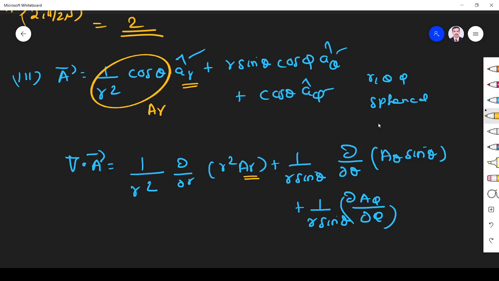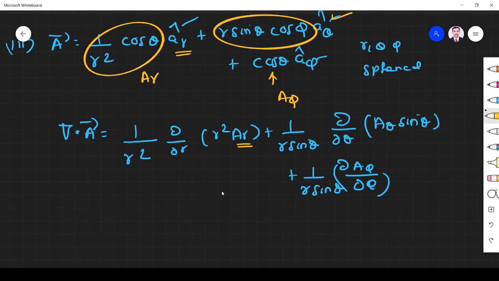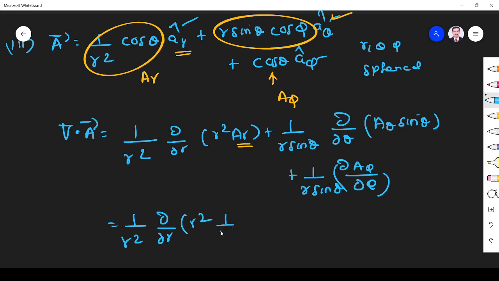A theta is the component of vector A along the theta direction. This is theta, so this is the component, A theta. Similarly, this is A phi. Right? Now the problem is just differentiation. So differentiate 1 by r square dou by dou r of r square. Instead of Ar you substitute 1 by r square cos theta. Right? This is cancelled, simple.